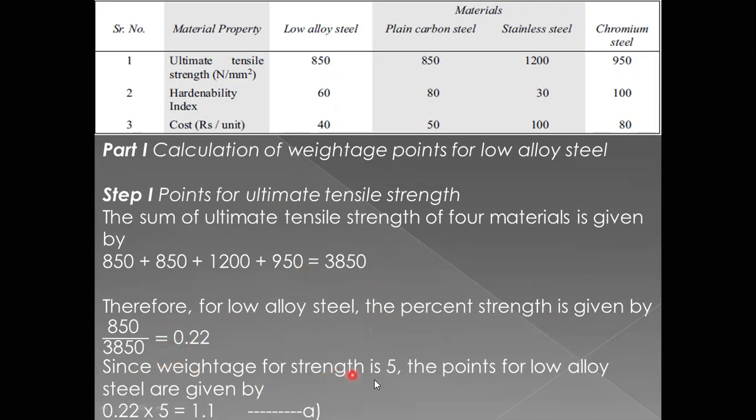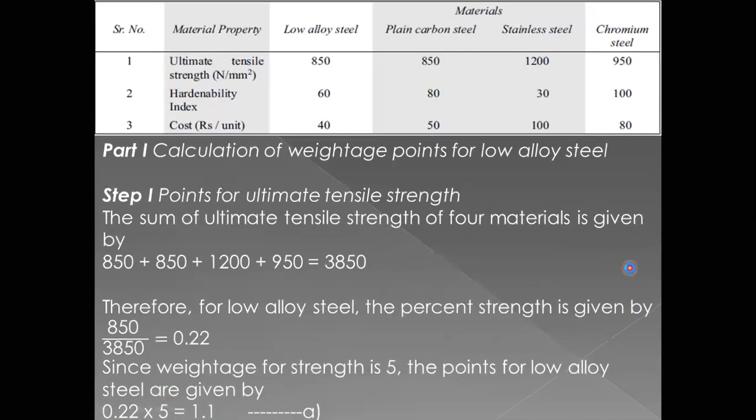Since weightage for strength given is 5, the points for low alloy steel are given by 0.22 into 5, which is equal to 1.1. Let us consider this as equation A.